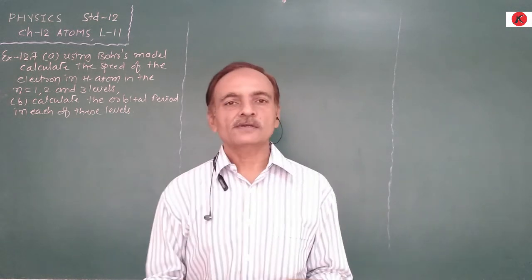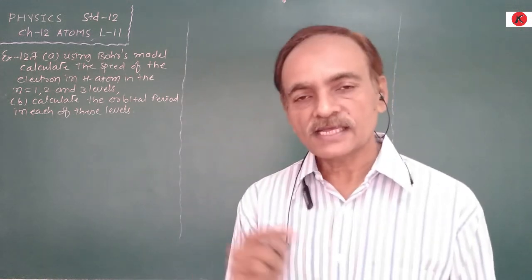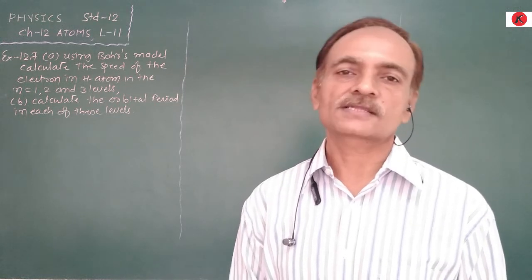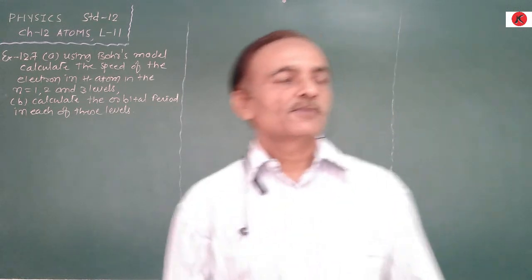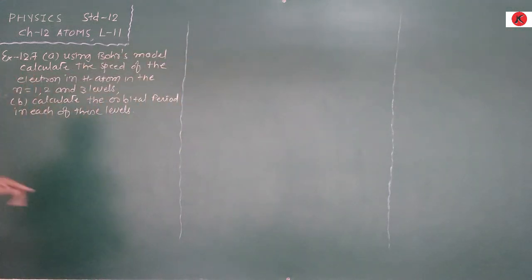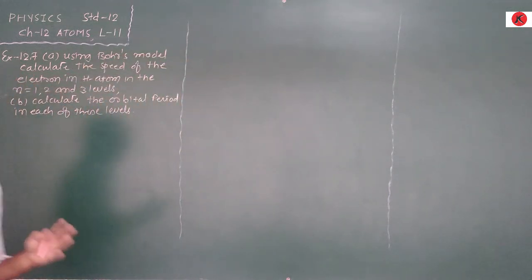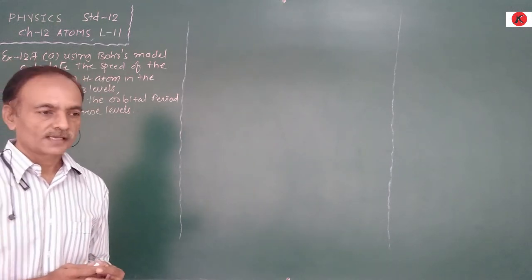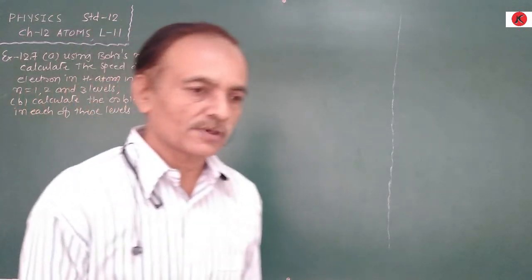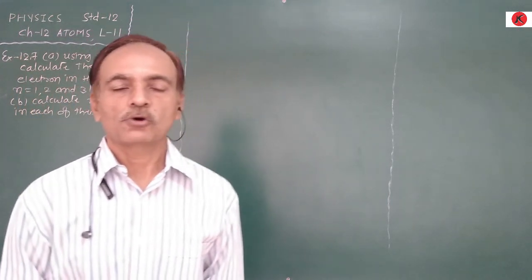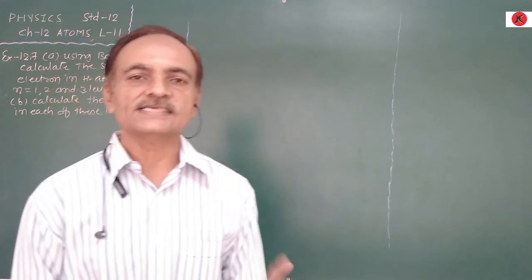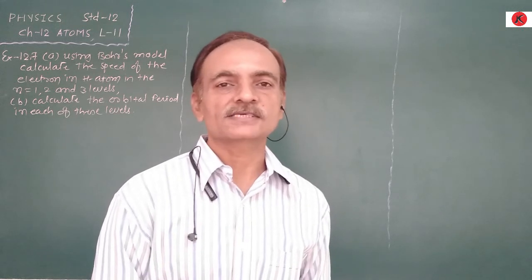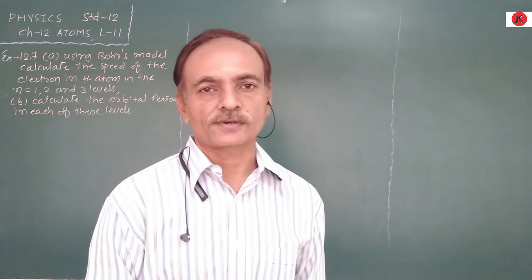Now, we have to find out the speed of the electron when it revolves around the nucleus in the first orbit, second orbit or third orbit. For that purpose, we first derive the equation of speed of an electron in the nth orbit. When the electron revolves in the nth orbit, the orbit is circular. Therefore, the necessary centripetal force is provided by the Coulombian electrical force by the nucleus on the electron.